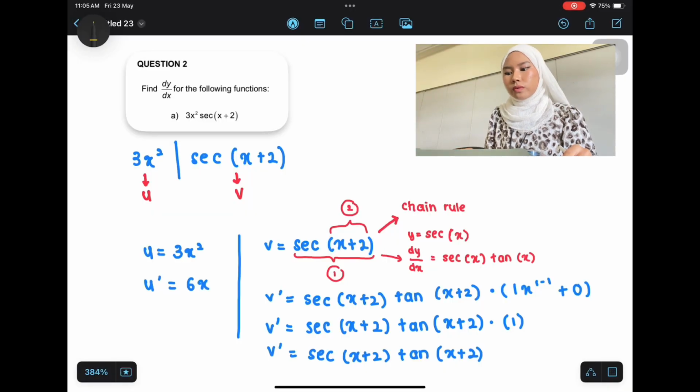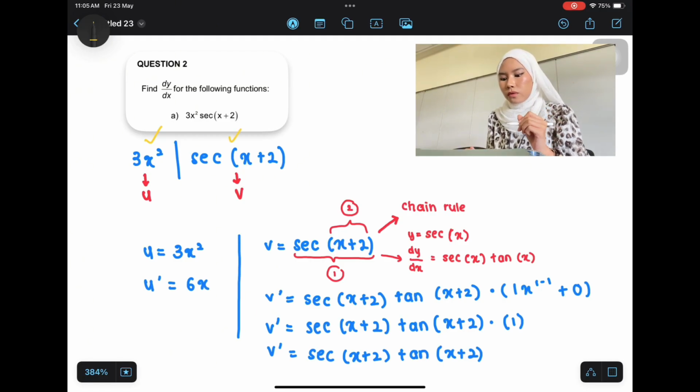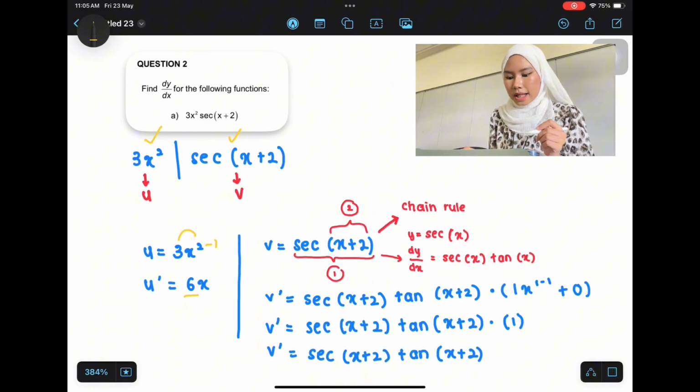2. For question number 2, the question asks to find dy over dx for the following functions. A is given 3x squared secant x plus 2. Our u is 3x squared and our v is secant x plus 2. To get u prime, we have to differentiate 3x squared. So our u prime will be equal to 6x. The next one is v. Our v is secant x plus 2.